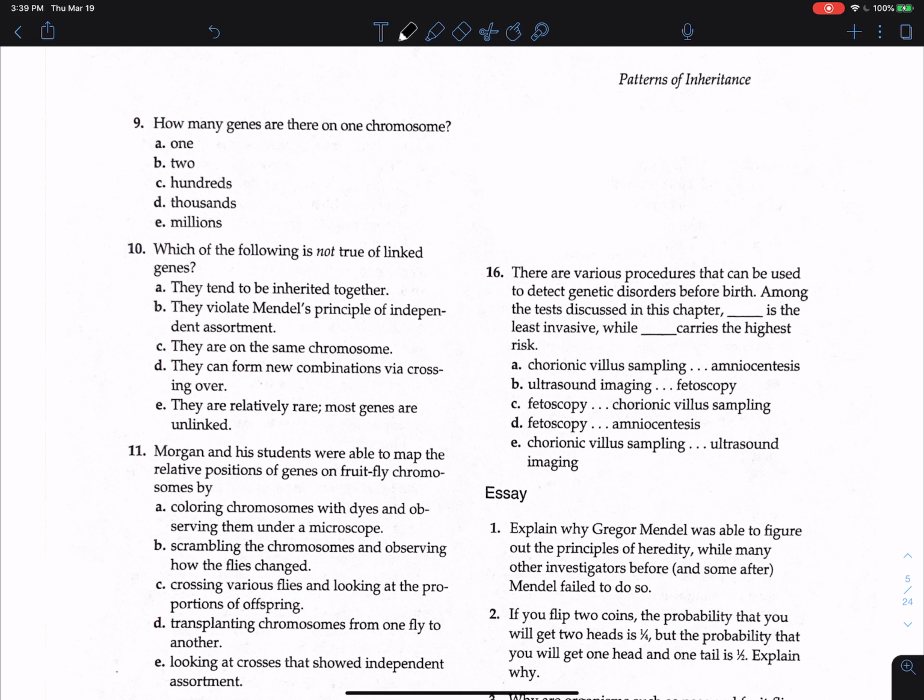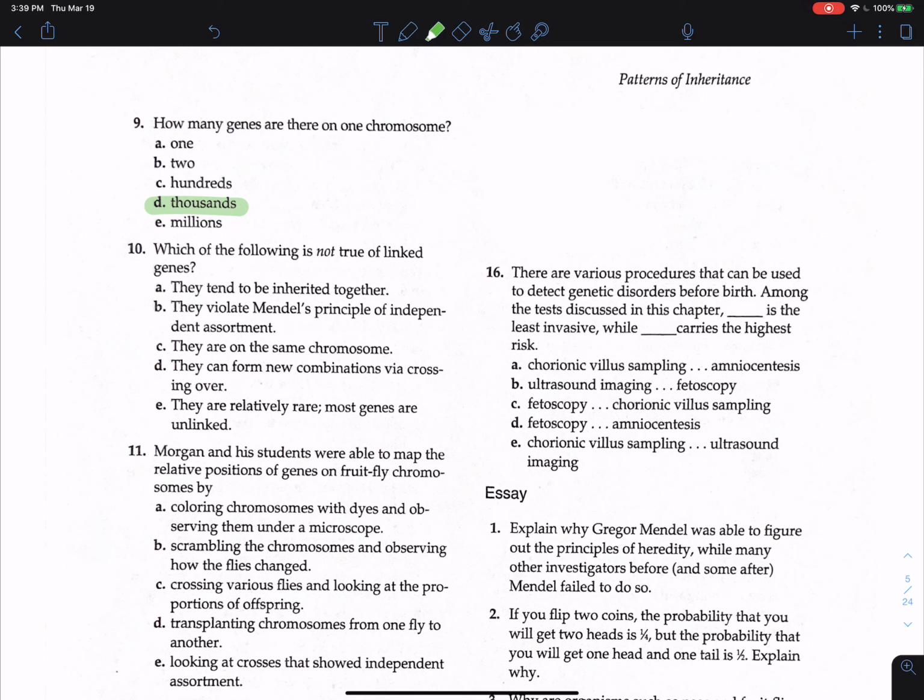Number 9. How many genes are there on one chromosome? The answer here is D. There are thousands of genes on one particular chromosome. Yeah, millions isn't the worst answer, honestly, but it is closer to thousands. Going on to number 10.